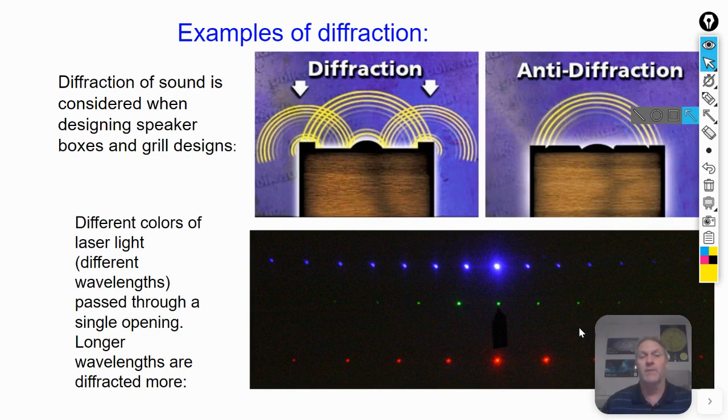Okay. All right. So anyway, guys, this is just an introduction to the four wave behaviors: interference, reflection, refraction, and diffraction. You're getting ready to do an activity where you can play with those.